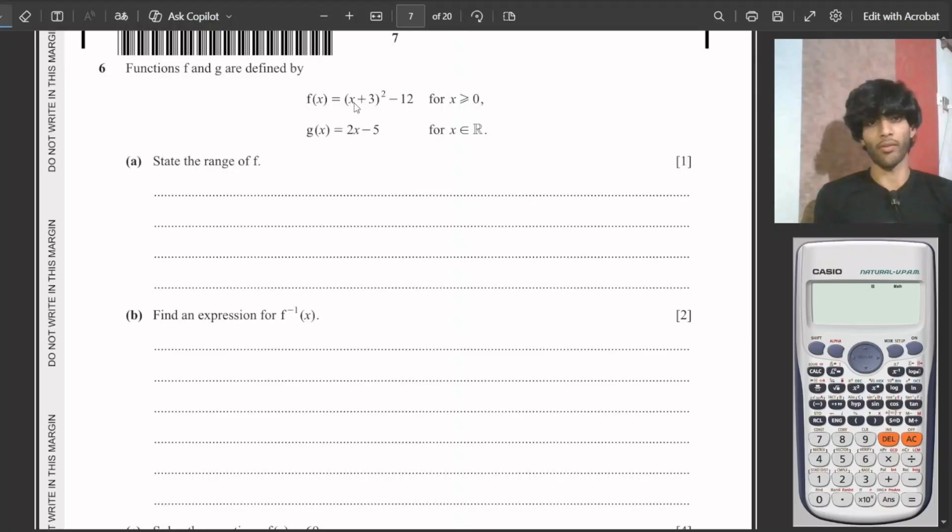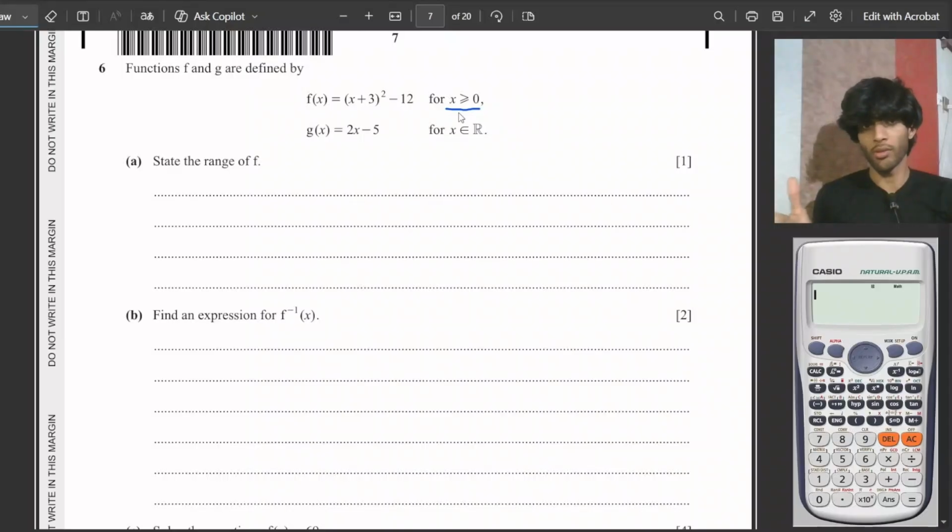You are given the equation for f and you are given the domain for f. So all you have to do is find out, for this particular domain, what are the possible values of f you can get? And those f values are going to be the range of f. So let me just do this for you guys.